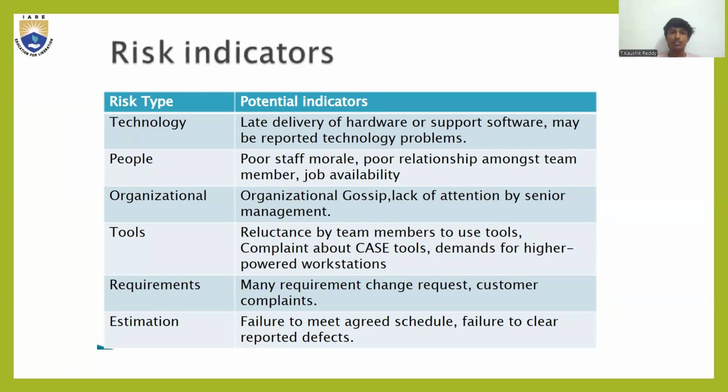First risk type is technology, and the potential indicator is late delivery of hardware or support software, and many reported technology problems. People: poor staff morale, poor relationships amongst team members, and job availability. Organizational: gossip, and lack of attention by senior management. Tools: reluctance by team members to use tools, complaints about CASE tools, and demands for higher power workstations. Requirements: many requirements change requests and customer complaints. Estimation: failure to meet agreed schedule and failure to clear reported defects.